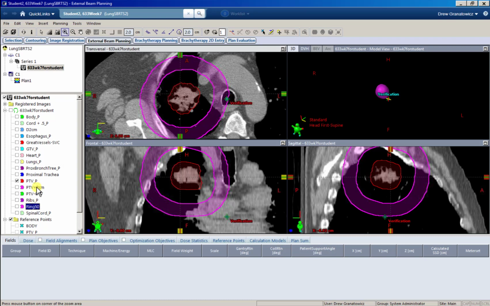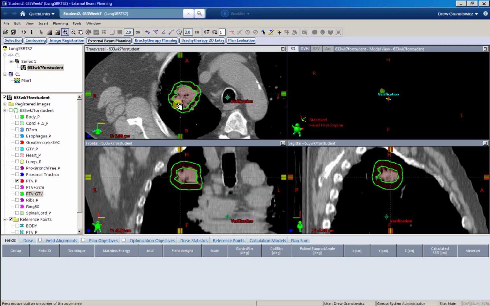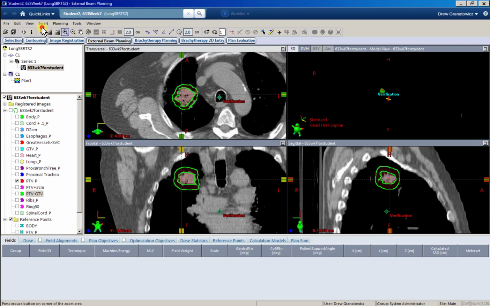Okay, and then I create a PTV minus GTV, and we're going to use this in the optimizer. Since we have those structures made, we can go ahead and create our plan.